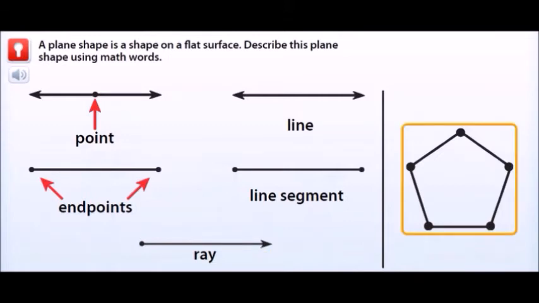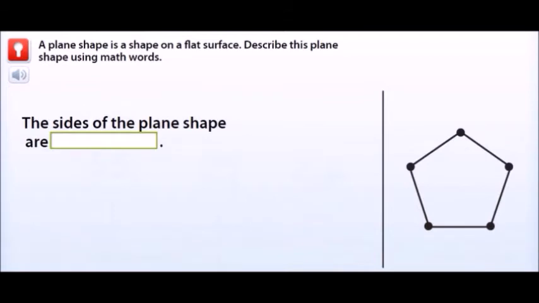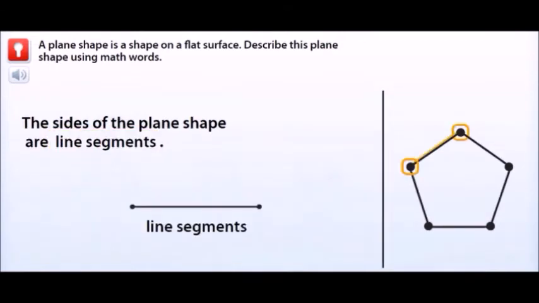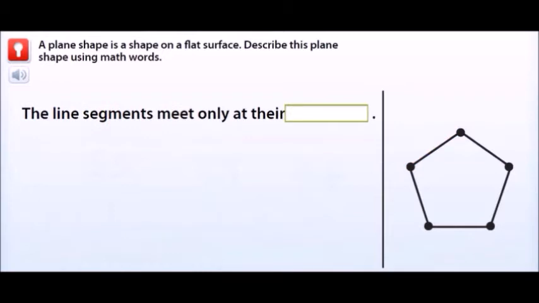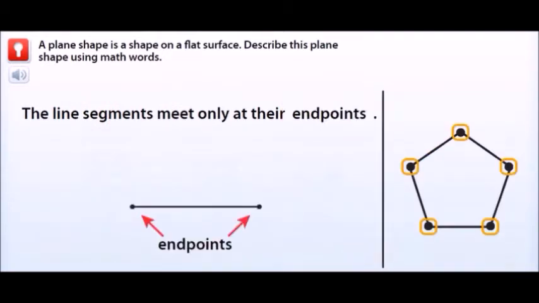Now let's describe the plane shape using some of these math words. What math word or words describe the sides of the plane figure? Each side is straight and has two endpoints, so the sides of the plane figure are line segments. Where do the line segments meet? The line segments that form the plane figure meet only at their endpoints.